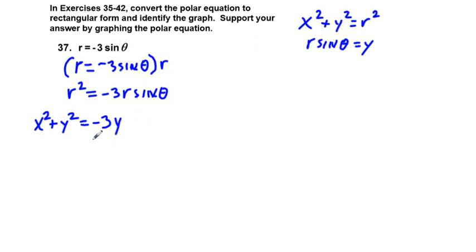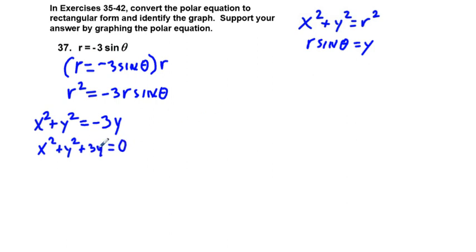Okay, the next thing we're going to do is try to get this. It looks like with an x squared and a y squared, we have the basic fundamentals of what a circle is. And so we're going to get everything over on the left side. If we add 3y to both sides of this equation, we're going to get x squared plus y squared plus 3y is equal to 0.